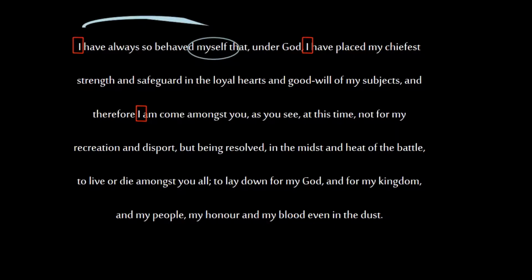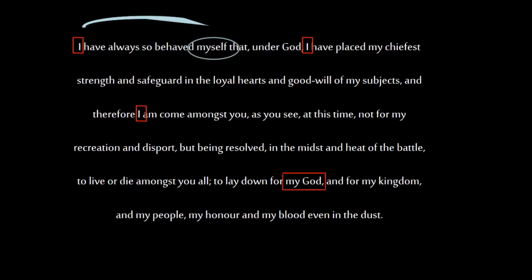And she says, "I have always so behaved myself that under God, I swear to God, I have placed my chiefest strength and safeguard in the loyal hearts and goodwill of my subjects." Again, she is referring to these people who may wish her harm in the best possible light. It's almost as if she's willing them to be the best people that they can be.